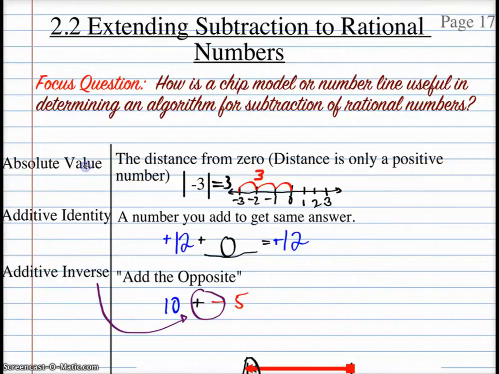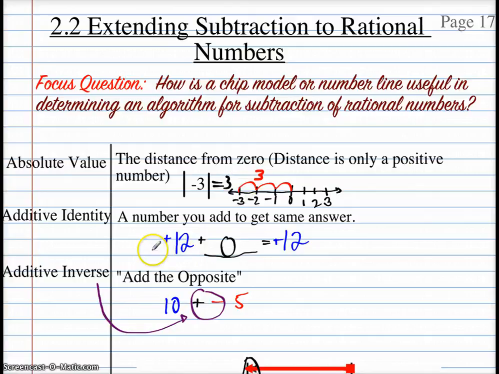A couple of things that are important is absolute value. We'll talk about this a little bit when I get back, but absolute value is the distance from 0. So -3, for example, is 3 spaces away, 1, 2, 3 spaces away from 0. Therefore, its absolute value is 3.